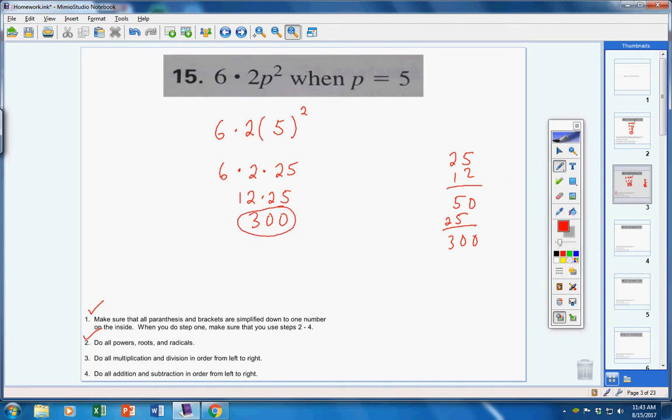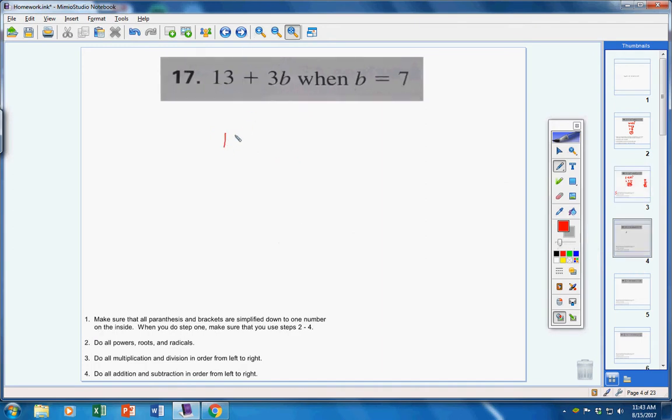Alright, moving on. Number 17. 13 plus 3, parentheses for b, put a 7 in for b, and here we go. Are all of my parentheses and brackets simplified down to one number on the inside? Yes. Do you see any powers, roots, or radicals? No. Do all multiplication and division first. Well, I see multiplication right here. So I have 13 plus 21. 13 plus 21 is 34.